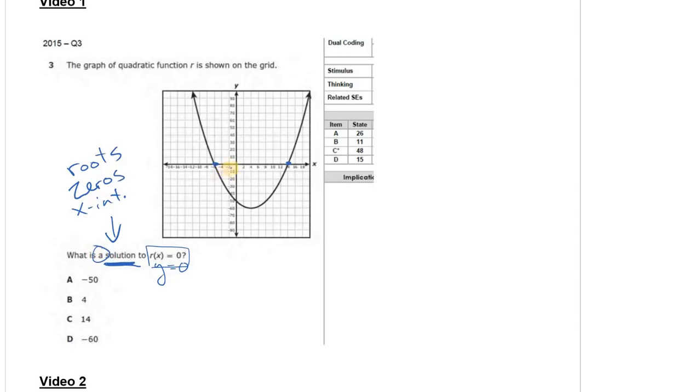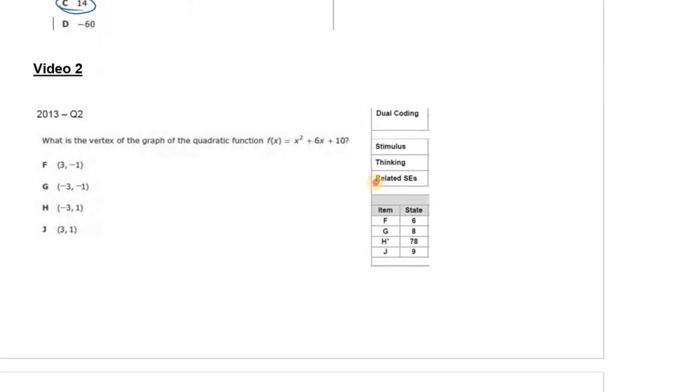What is a solution? So this one, that's -2, -4, -6. So one's at -6. And this one over here is at 14. So which one's the answer? C. Really simple question. Let's go on to video example number 2.